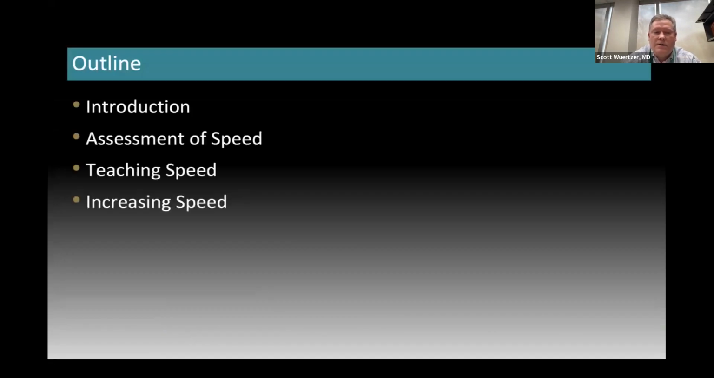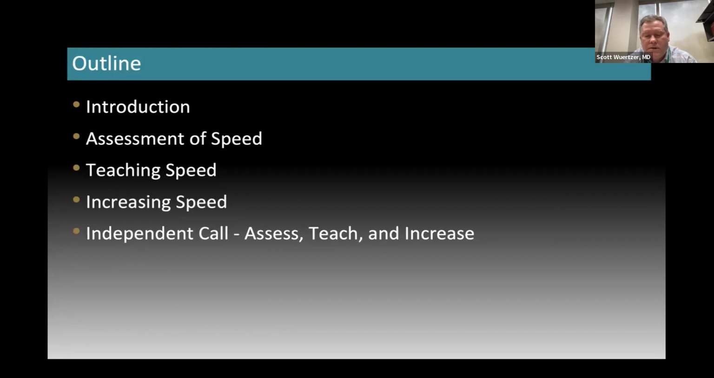Just a quick outline. I'm going to give an introduction, some thoughts, then we'll get into ways that I think you can assess speed, teach speed, and hopefully increase speed. And as Carol said, I'm going to do that through the lens of an independent call system. We found this to be a valuable tool in terms of assessing, teaching, and increasing speed. And then I'll give a few remarks to conclude.